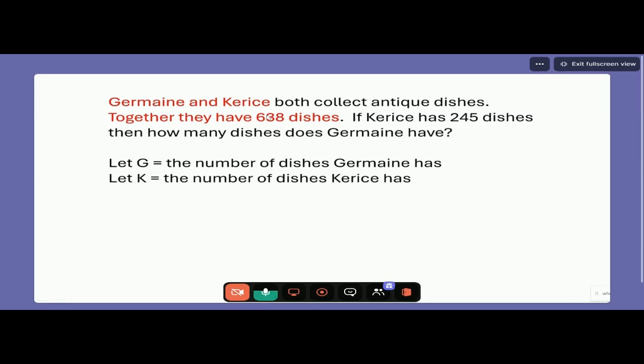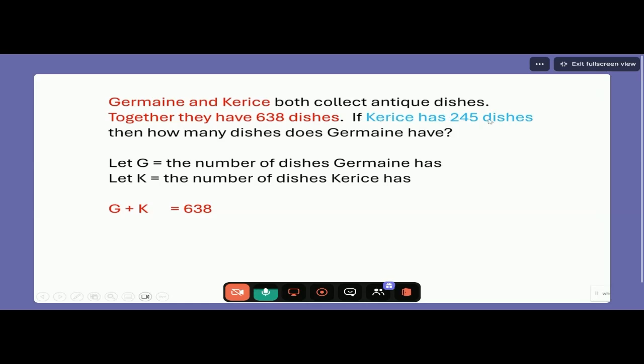Let's write that as a math equation. We know that Jermaine's dishes are G and Carice's dishes are K, that when you add them together, you get 638. There is the equation for this scenario, G plus K equals 638. Now we do have one more piece of information we want to include in that, because right now we have two variables. Well, that's no good, because how are we going to solve for two variables? You can only solve for one at a time.